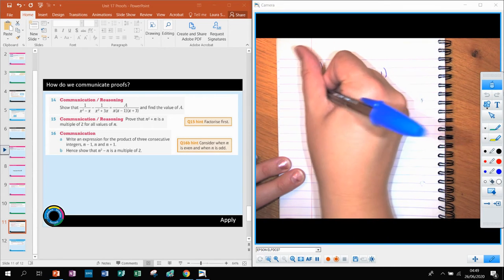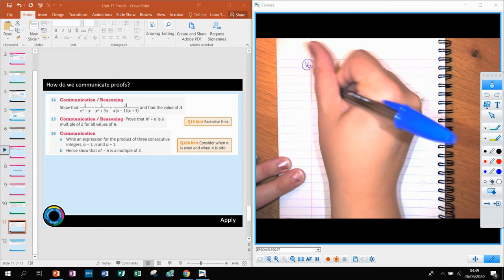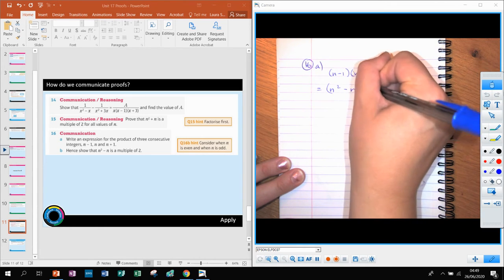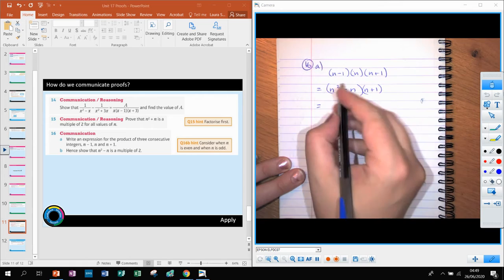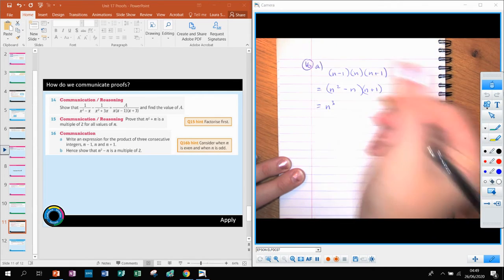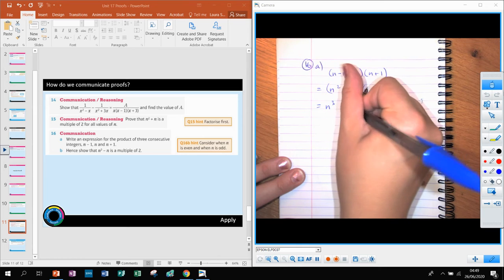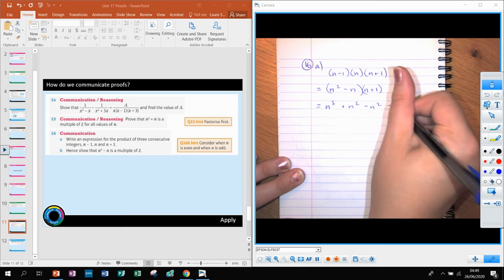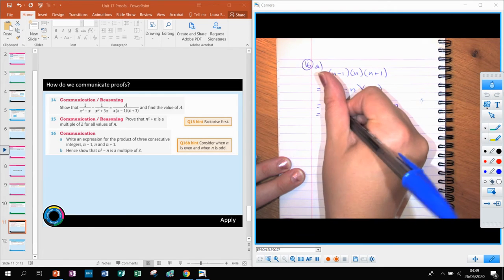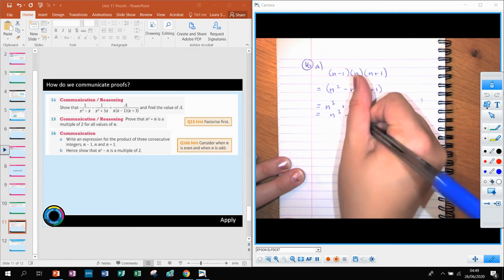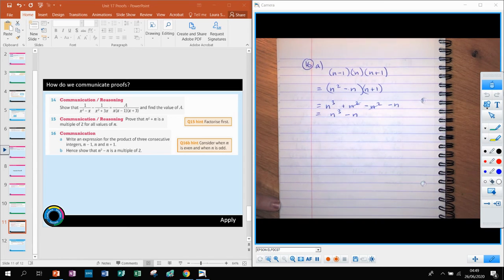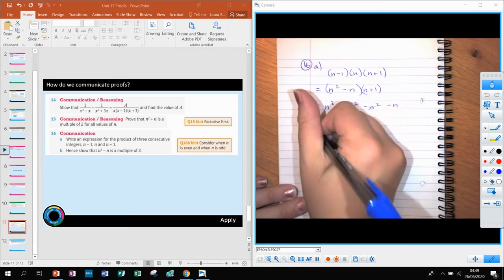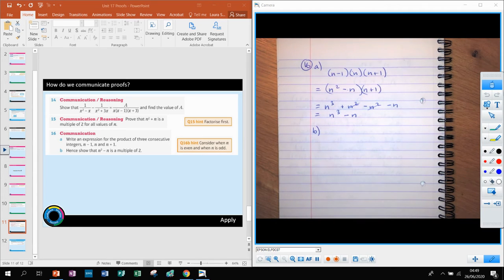Let's do this bit first. That's going to be n squared minus n, all times n plus 1, okay? N squared times n is n cubed. N squared times 1 is plus n squared, minus n squared, and then minus n, which is going to give me n cubed. Those go away, minus n. Right, so we've done that. Part A sorted. Part B says, hence show that n cubed minus n is a multiple of 2.